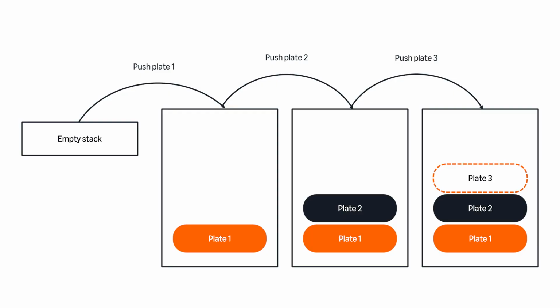To see how this works, imagine your stack of plates. Picture an empty stack where you first place plate 1. Then, plate 2 goes on top of plate 1. Finally, you'll add plate 3 on top of them all. As you'll see shortly, the last plate you added, plate 3, will be the first removed in a pop operation. This is how stacks follow the last in, first out principle.